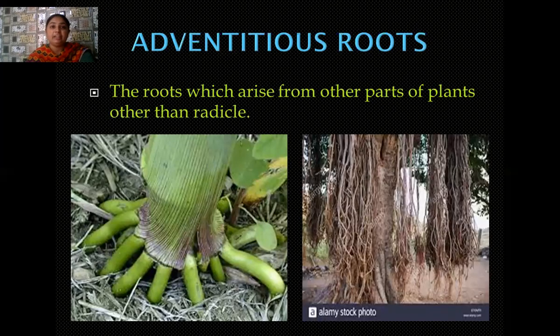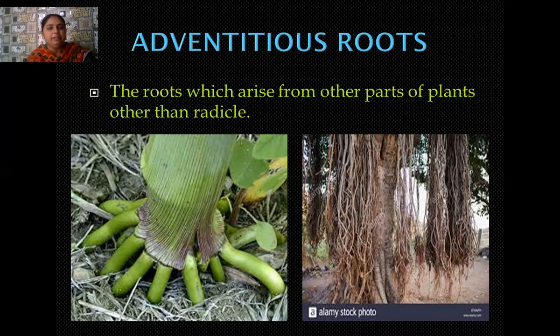Okay, students, there is a third type of roots which are known as the adventitious roots. So what are these adventitious roots? Generally we know the roots arise from the radicle. But sometimes, instead of the radicle, the roots arise from some other part of the plant other than the radicle. Such type of roots are known as the adventitious roots.